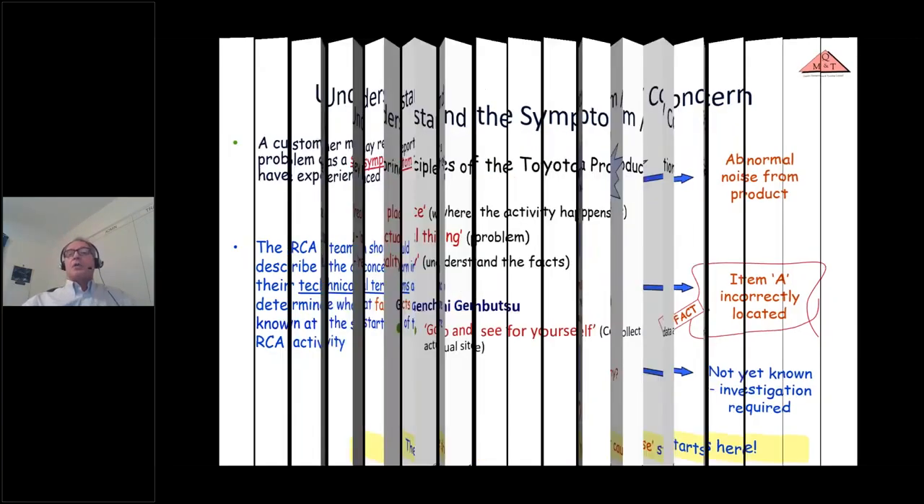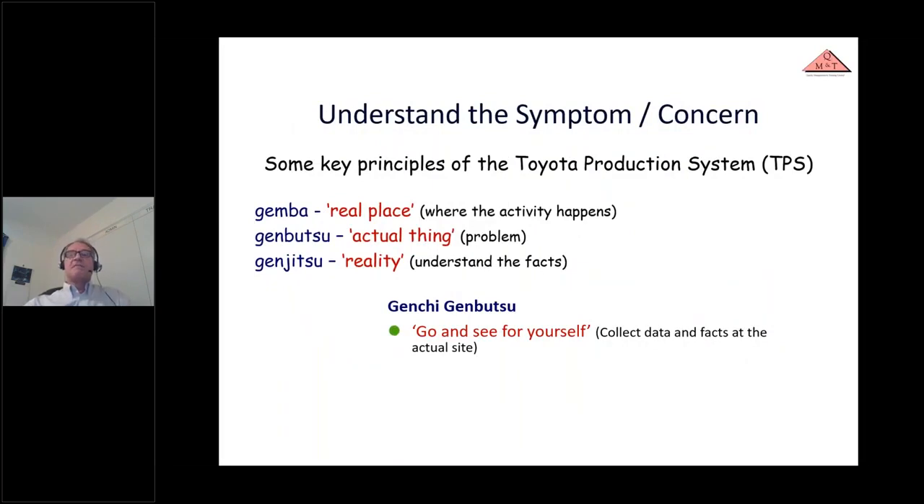The Toyota production system have made some very key contributions to problem-solving activities, some of which you can see on the screen at the moment. Gemba means real place, where the activity happens. Genbutsu means the actual thing, the problem. Genjitsu means reality, emphasizes the importance of facts. Within Toyota, Genshi Genbutsu is a very key principle, and it simply means go and see for yourself.